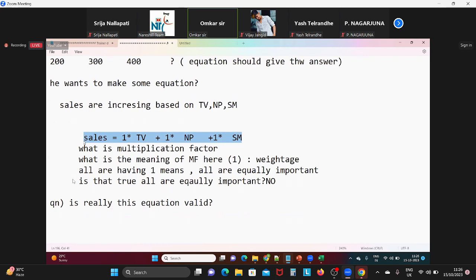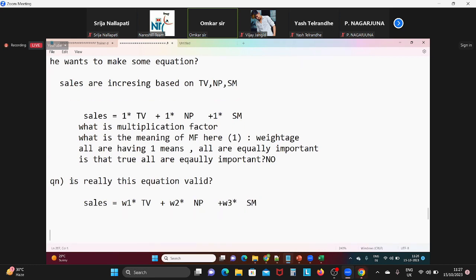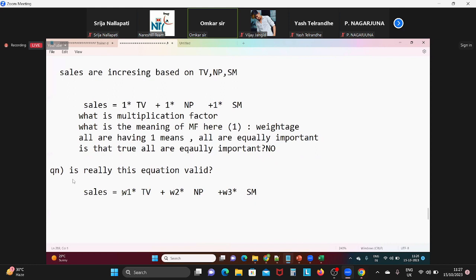That's why we are changing the equation. Instead of 1, there might be some weightage. W1 will be available, weightage W2 will be available, and weightage W3 will be available. That is correct, because we know one thing: all are not equally important.